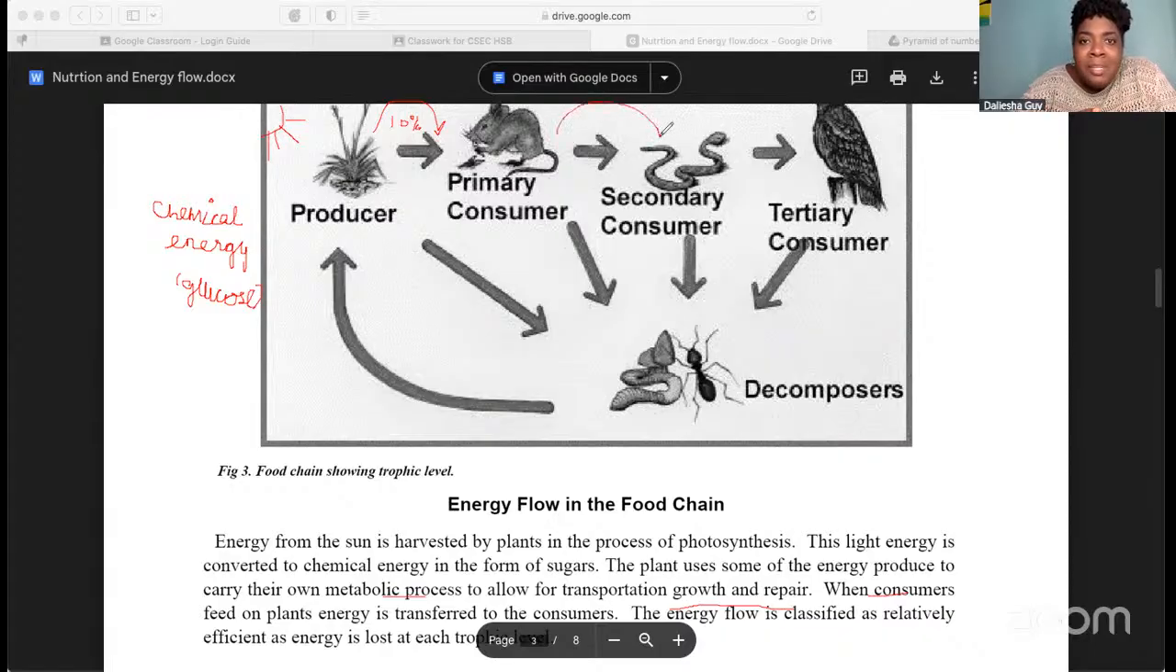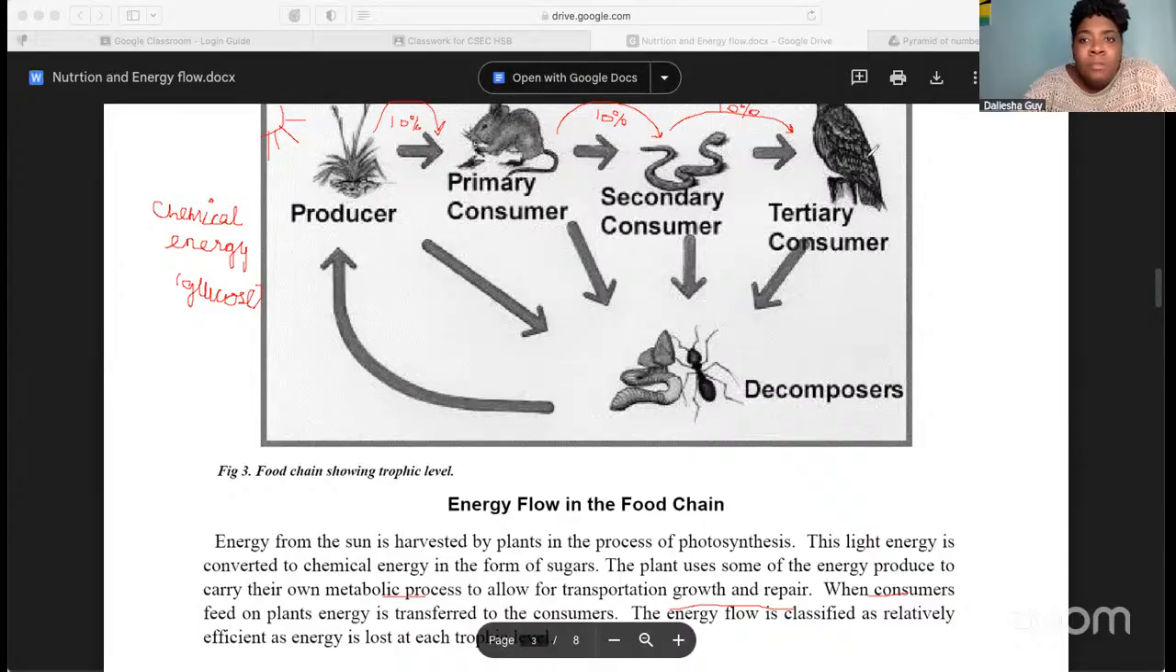So this 10% number is a good number to remember. Only 10% is passed on to the snake. Again, the snake has things to do. The snake has to move. The snake has to shed its skin. The snake has to grow. It has to carry out different processes. Again, only 10% is being handed on to the bird. All right, only 10%. So you see that 10%, 10%, 10%. By the time the energy gets to the bird, it isn't much.